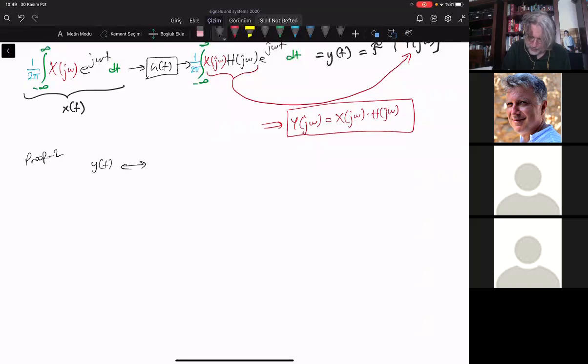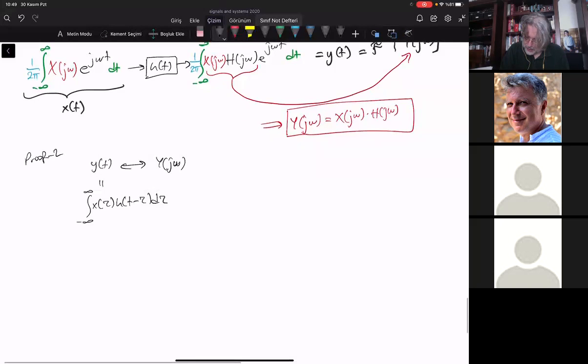y of t has the Fourier transform of Y of j omega, and that y of t is equal to the convolution of x of t and h of t, whose formula I can write from minus infinity to infinity, x of tau, h of t minus tau, d tau. Did you think that we are going to forget the convolution formula? No, we must always remember everything from the beginning of the course until wherever we are left.